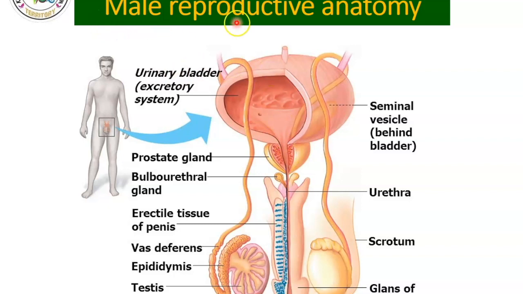This is the male reproductive anatomy. The testes occur as pair of oval-shaped organs. They are contained within the scrotal sac.